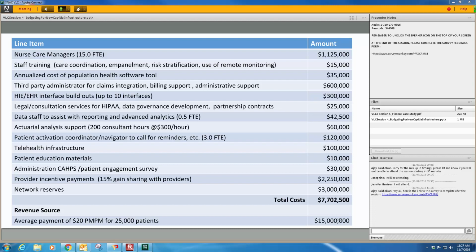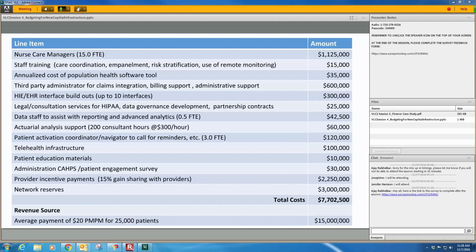Legal and consultation services to support the data governance development, data staff to help with this advanced analytics capacity, actuarial support, and again, that's a placeholder which could be highly variable depending on what the needs of the patient population were. And then you just see what this looks like. The thing that we want to draw your attention to really are the last two items, which take into account that part of the cost of implementing this includes beginning to build some network reserves as well as setting aside some money to do gain sharing with providers.